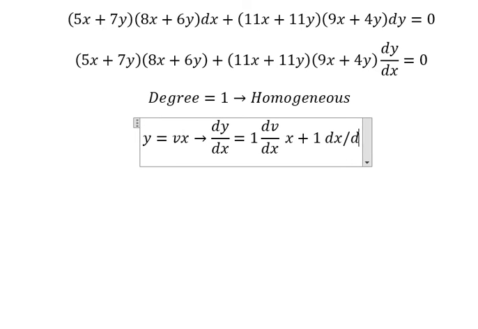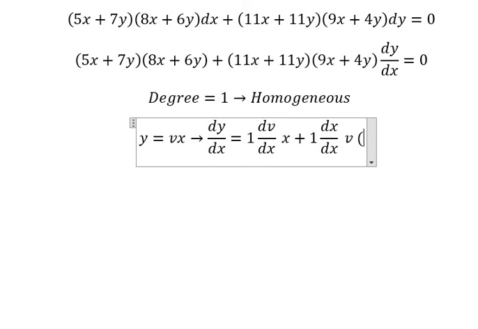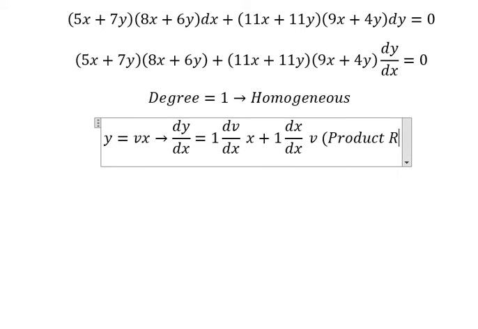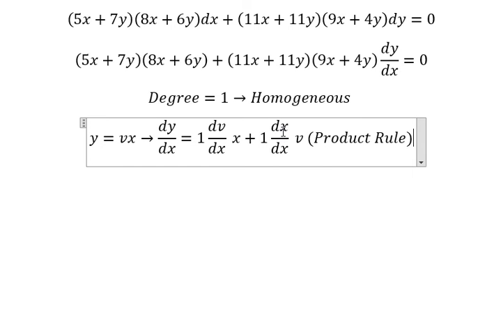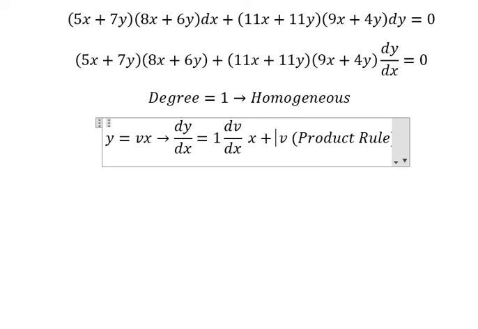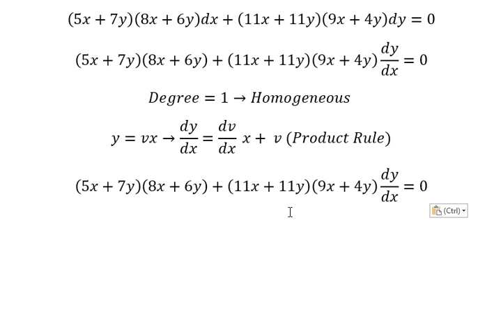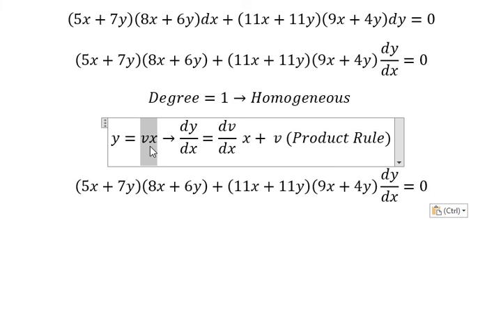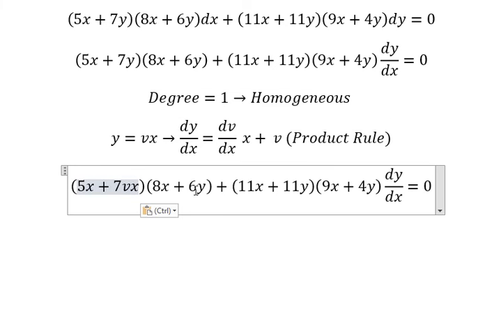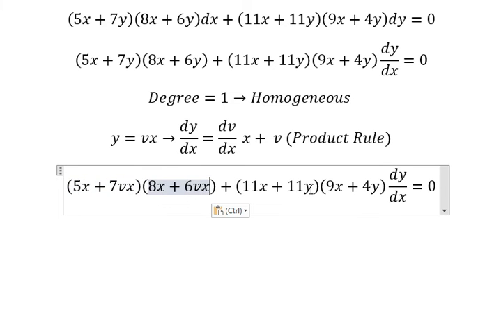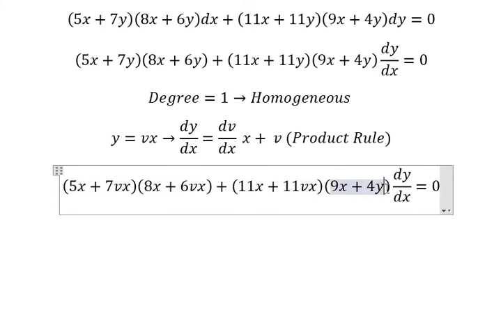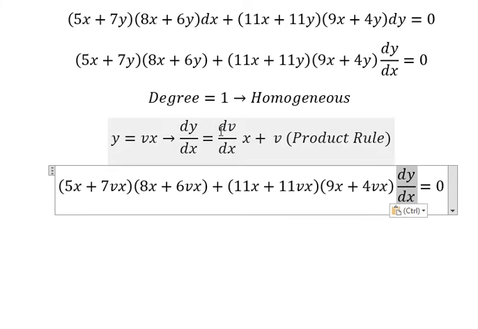So we have the s over the s with v. This is about the product rule of the derivative. And we know that the s over the s, that is about number 1. And now we can simplify like this. So y we change for vs. This one, that is about this one.